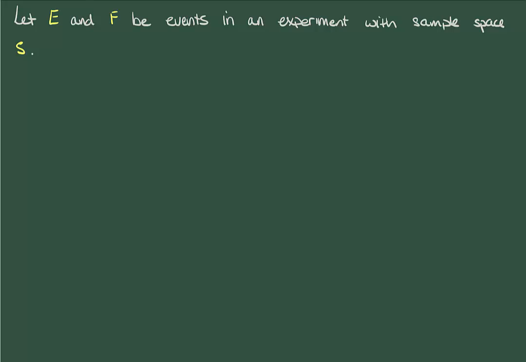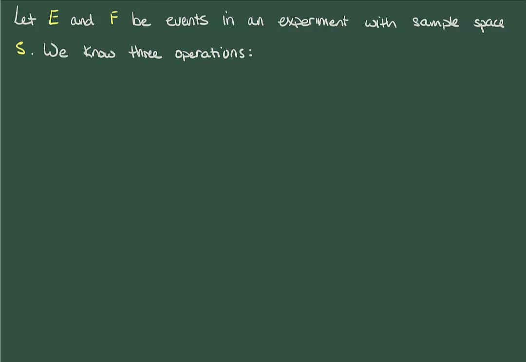We can synthesize complicated events by combining simple events whose probabilities we already know. To demonstrate this, let's let E and F be events in an experiment with a sample space S. There are three operations we can perform on these sets.